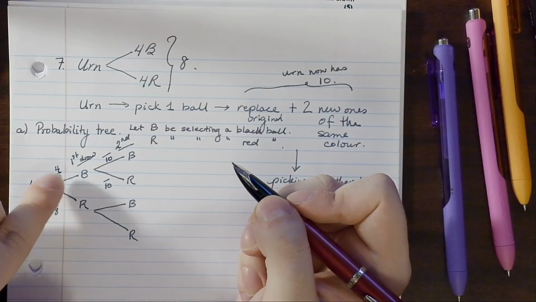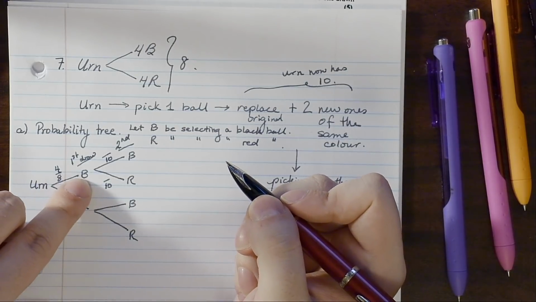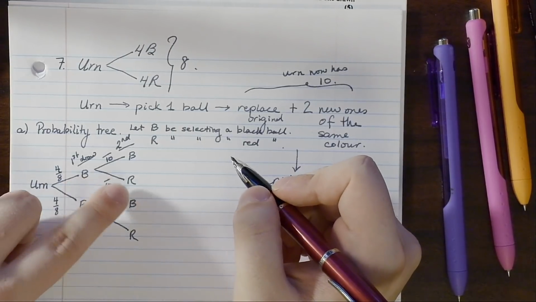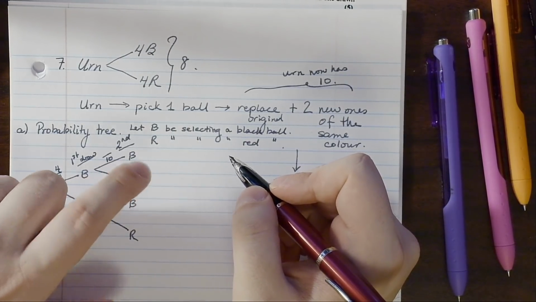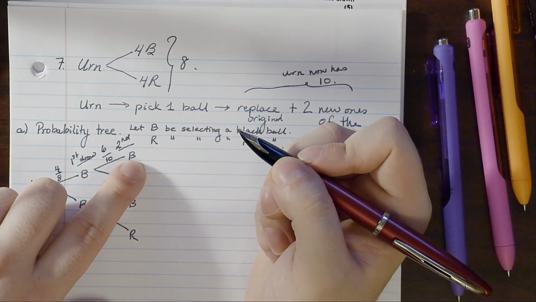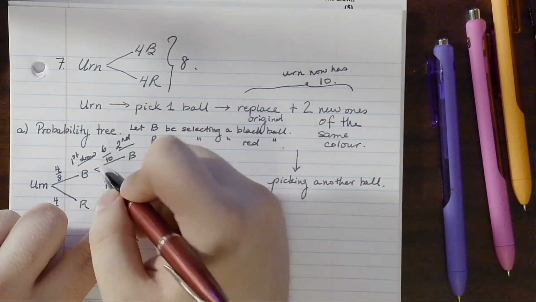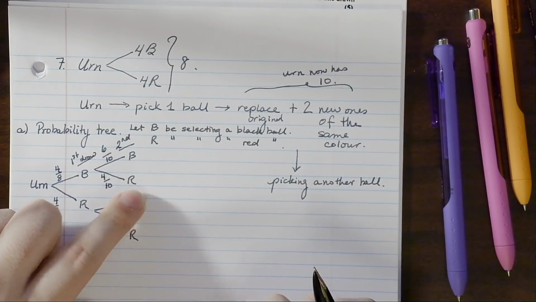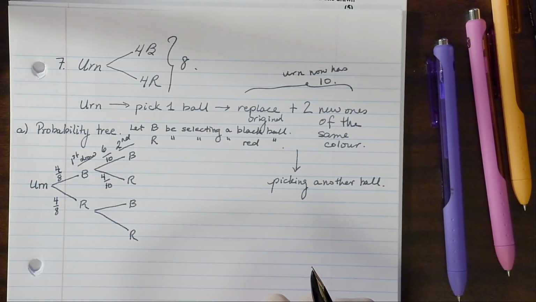Okay, so I have 4 black balls. I pick a black ball in this case, and I'm going to put in 2 more of the same, which means that if I pick that one on the second time, there's 6 of them that I can pick from. Which then means that there's still those 4 original red balls that I started out with.